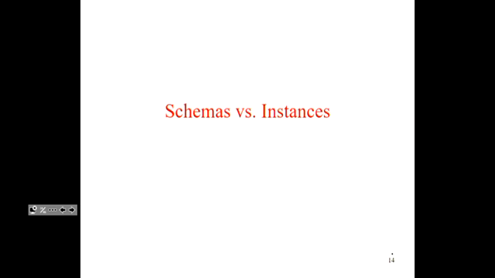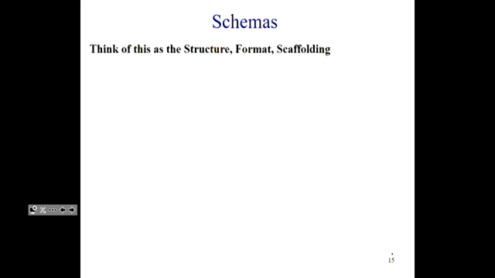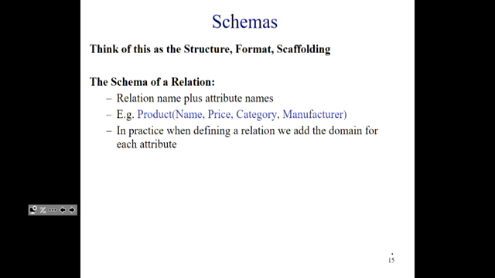So let's talk about the distinction between the schema and an instance. We talked about the notion of a relation and the notion of tuples. So basically this will help us clarify that. The schema in some sense refers to the structure or the format or the scaffolding of a relation, and a schema of a relation is basically just the relation name plus the attribute names of the relation. So for example, in the previous case that we saw, the product relation plus the attributes name, price, category, and manufacturer form the schema of that relation. They form the structure of that relation. This is enough to tell me how the relation is going to look.